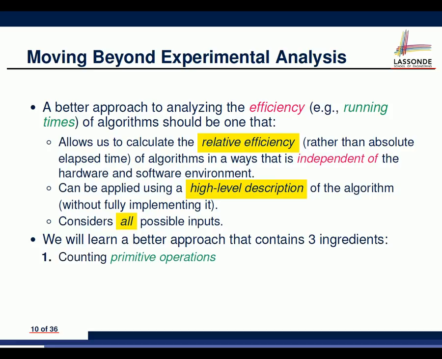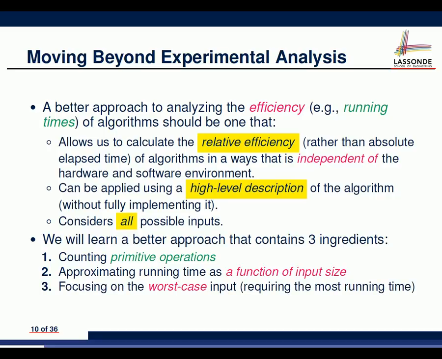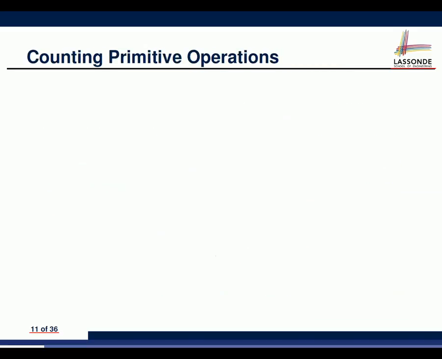First of all, we have to learn about the notion of primitive operations. I will define exactly what primitive operations are for the purpose of this course. Then we're going to see how we can turn primitive operations into the relative running time according to your input size. That's the second thing. And the third thing is we have to focus on the worst case. Basically there are 3 kinds of cases you can consider: average case, best case, or worst case. We'll see why we need the worst case. There's a reason behind that. We'll get there.